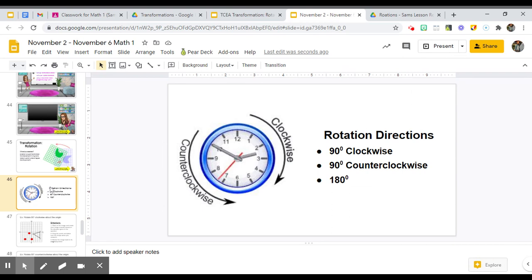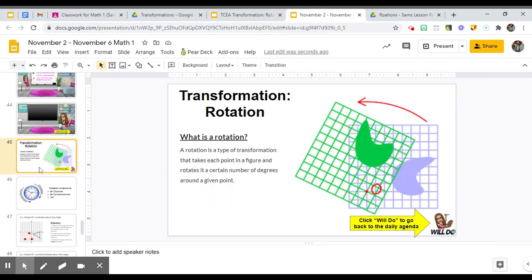So the key point again is just making sure that we have remembered clockwise and counterclockwise whenever we're given that 90-degree direction. So best of luck today on your transformation rotation, and reach out if you need anything.